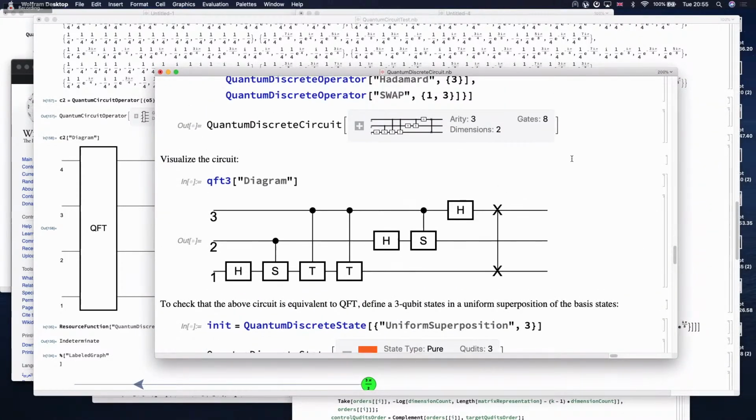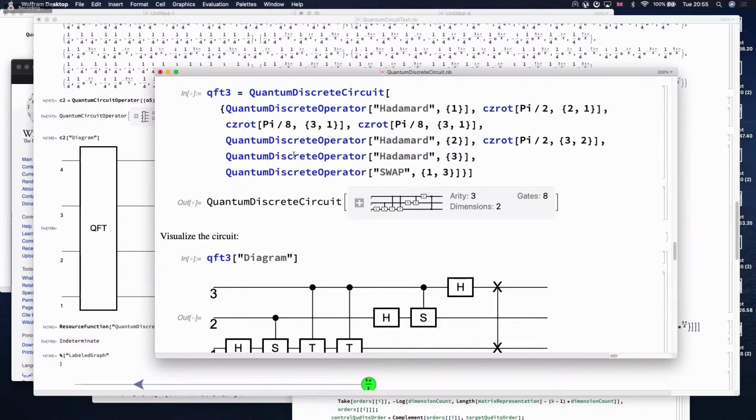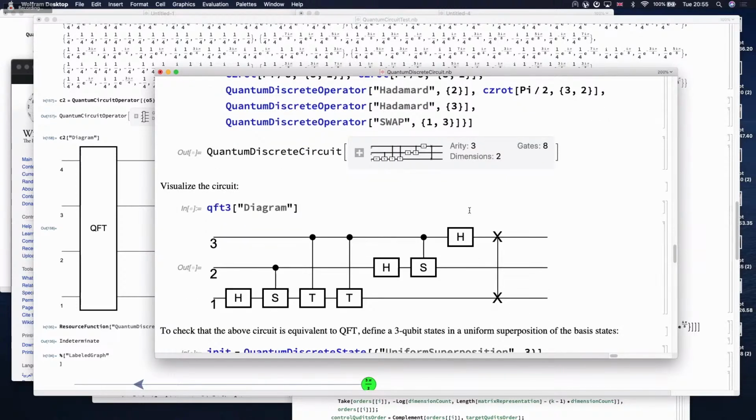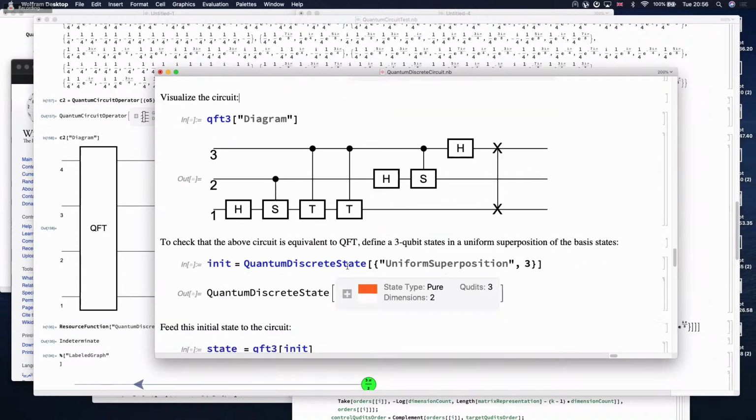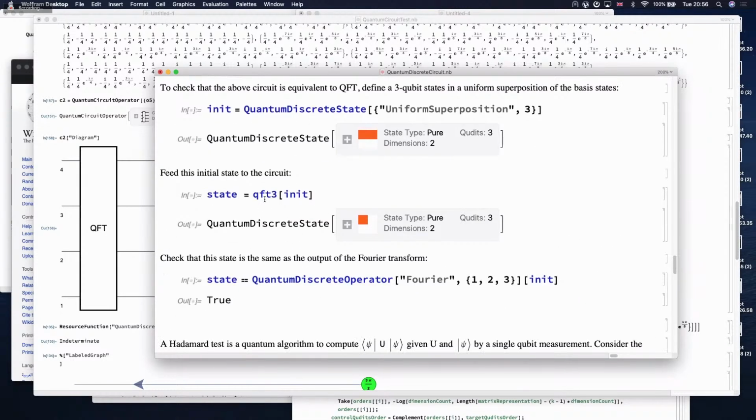Right. Sorry, I just realized instead of showing Qiskit's documentation, I could show our own documentation. This is an old documentation page that I haven't updated with the new design, but it is showing a simulation of a 3-qubit quantum Fourier transform using just Hadamard and phase change. It shows that if we apply this circuit to some uniform superposition state, and we apply the built-in quantum Fourier transform, which is just the Fourier matrix, to the same state, we get the same answer.